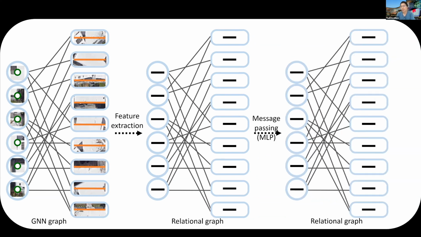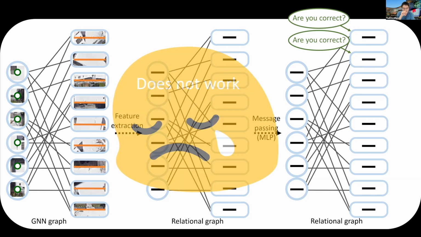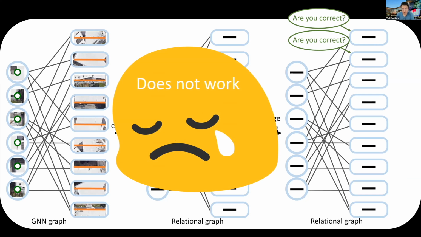Then we do message passing by GNN. Usually matrix multiplication, a fully connected network, or simple MLP in short, an MLP to update feature vectors. And after that, we ask each edge feature vector, just putting some MLP decoder, are you correct? Are you correct? So the MLP decoder outputs true, false. Then we know which edges are correct. So it sounds pretty straightforward. But again, this does not work, unfortunately.